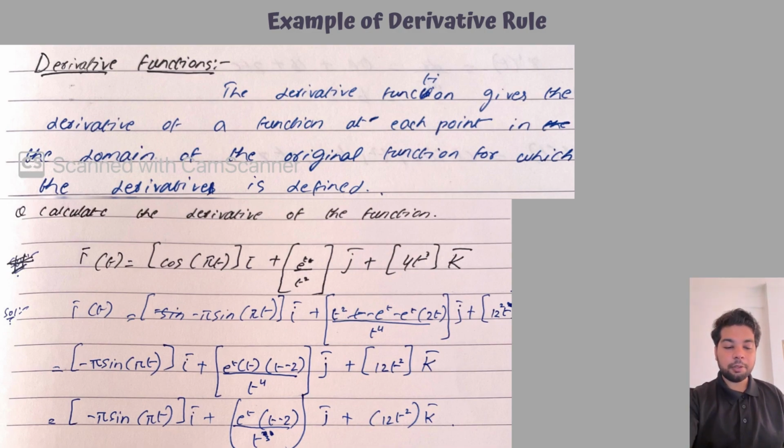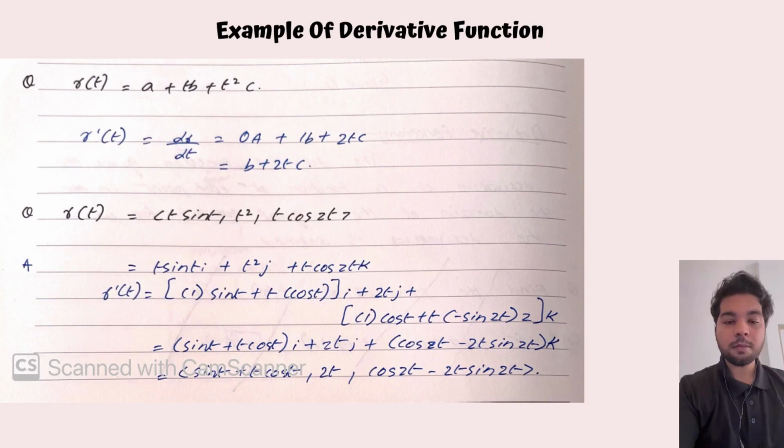Then if you go down, we will simplify the function a bit more. Minus theta sine theta t i plus e^t, t minus 2 over t^3. t will be cancelled from the t down there. It will be t cube j plus 12t square. That will be all. For the second example, we have r(t) equal to a plus tb plus t square c.